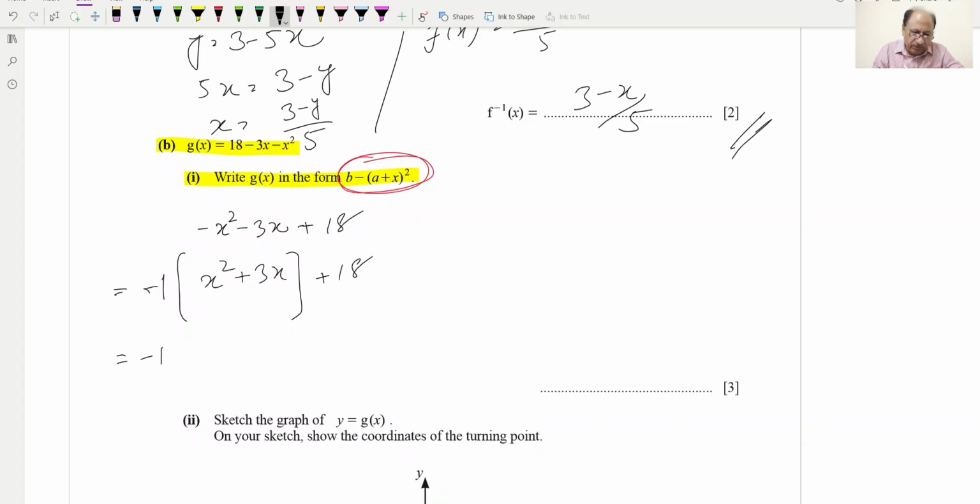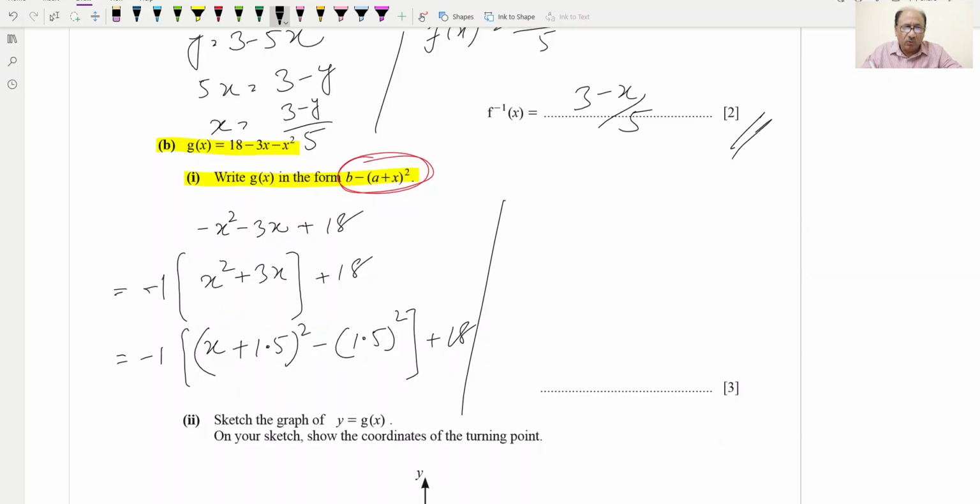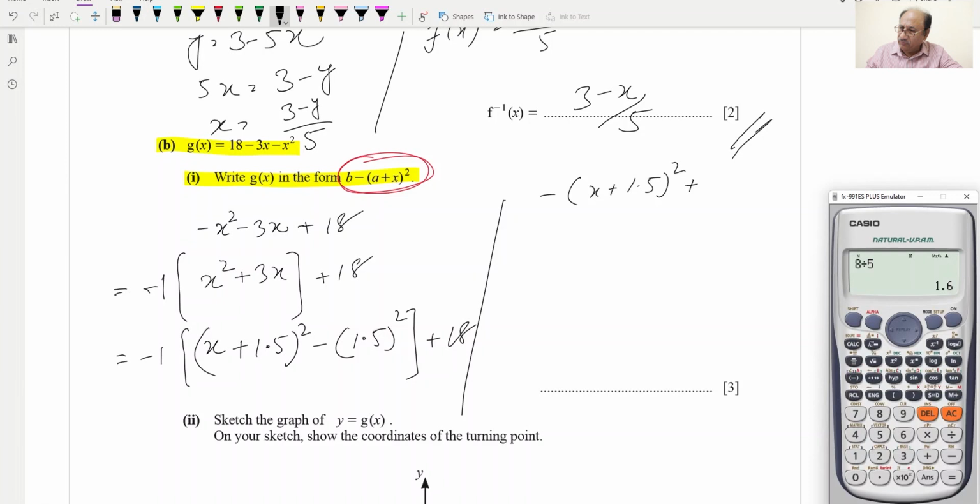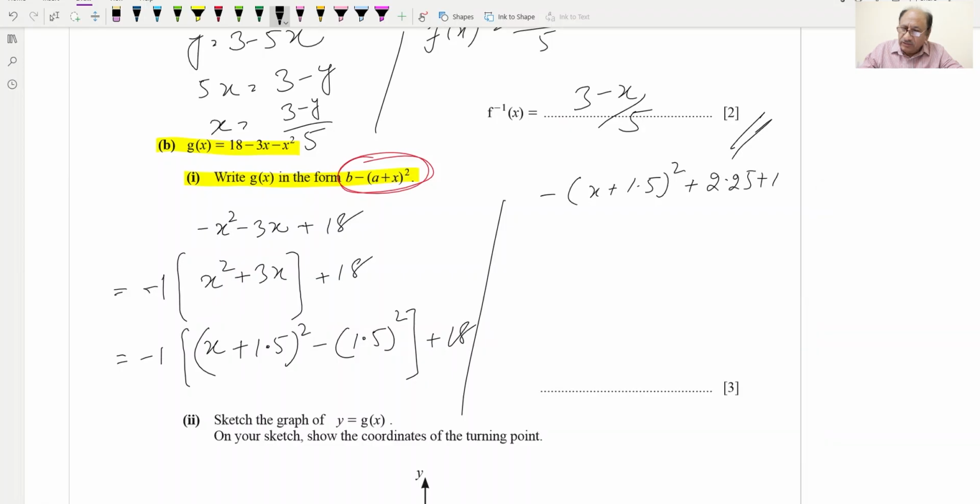Now we can complete the square, and this will be x, and this is copy sign, whatever sign here we are copying, and half of this, which is 1.5, half of 3 will be 1.5, this will be squared, and minus, this sign is always minus, 1.5 squared. I'm explaining the technique also, how we are completing the square. After this we will just open this bracket, so it will be minus x plus 1.5 squared, and minus into minus plus, so 1.5 squared will be what? 1.5 squared is equal to 2.25. 2.25 plus 18 adds up to 20.25.